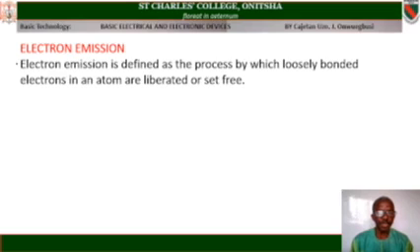Electron emission. Electron emission is defined as the process by which loosely bonded electrons in an atom are liberated or set free. Before we go into this in detail, we have to look at the structure of an atom.